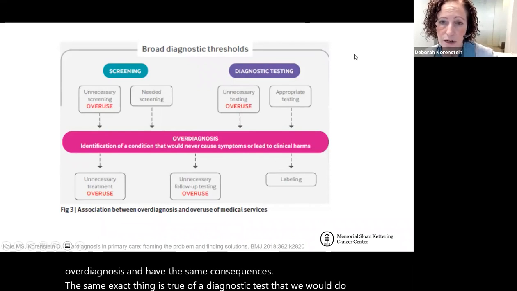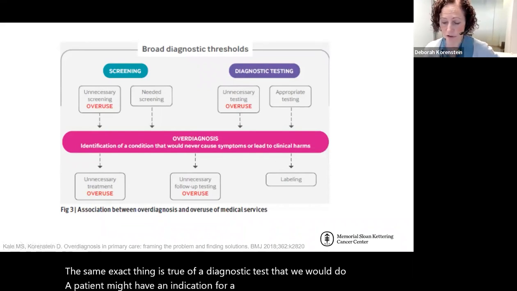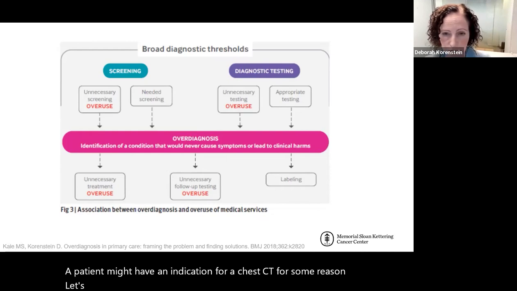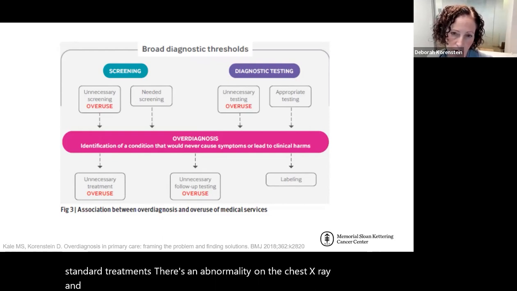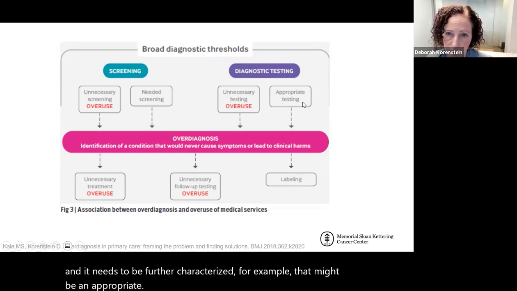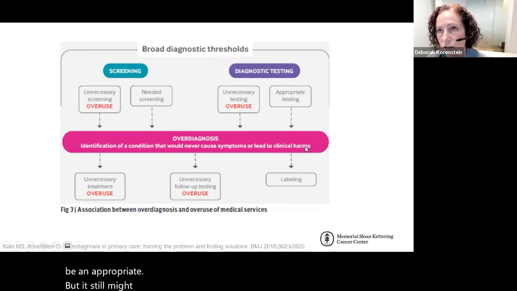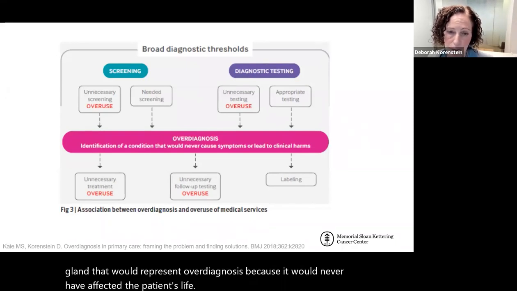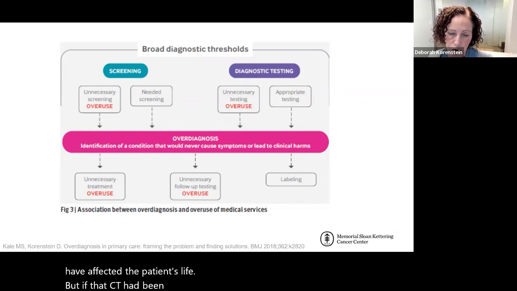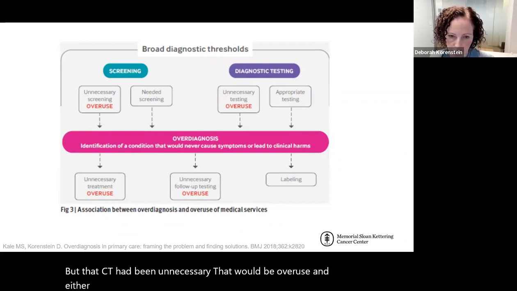A patient might have an indication for a chest CT for some reason. Let's say they have a persistent cough that hasn't responded to standard treatments. There's an abnormality on the chest X-ray, and it needs to be further characterized, for example. That might be an appropriate chest CT, but it still might find, let's say, an incidental finding in the adrenal gland that would represent overdiagnosis because it would never have affected the patient's life. But if that CT had been unnecessary, that would be overuse, and either way could still result in overdiagnosis.